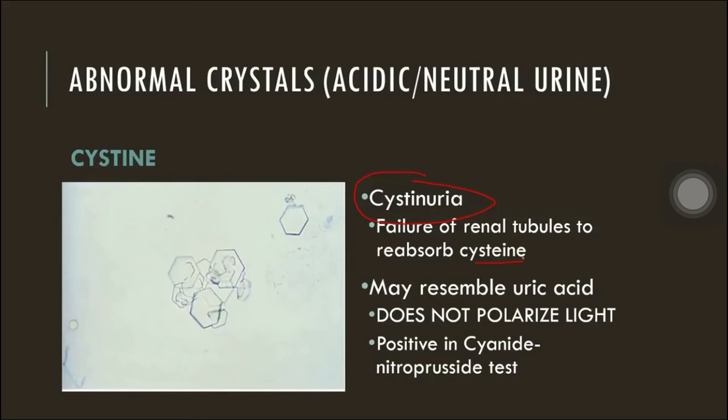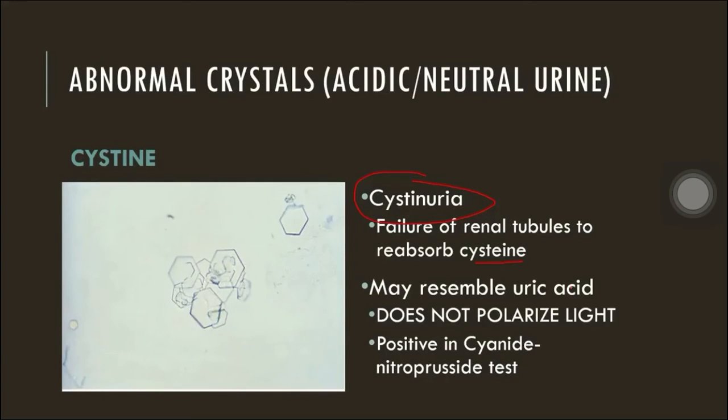Since it is amino acid and it is essential for our body, ang gagawin nun, i-reabsorb siya ng kidney tubules. But if the kidney tubules fail to reabsorb the cysteine, excreted siya in the urine. Yun yung tinatawag natin na cystinuria. Again, usually naman ang amino acids nangyayari reabsorption at the proximal convoluted tubule.